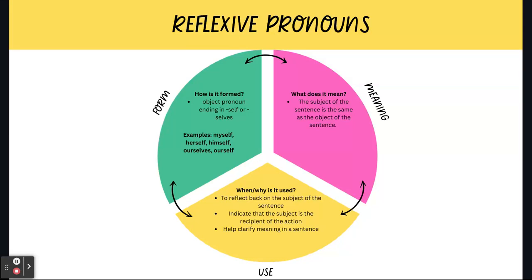What does a reflexive pronoun mean? When a reflexive pronoun is used in a sentence, it means that the subject of the sentence is the same as the object of the sentence.